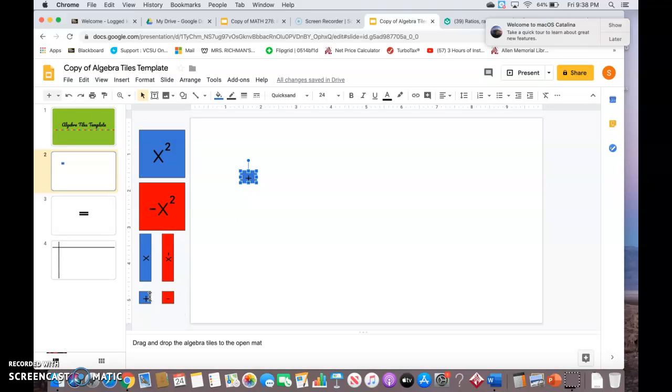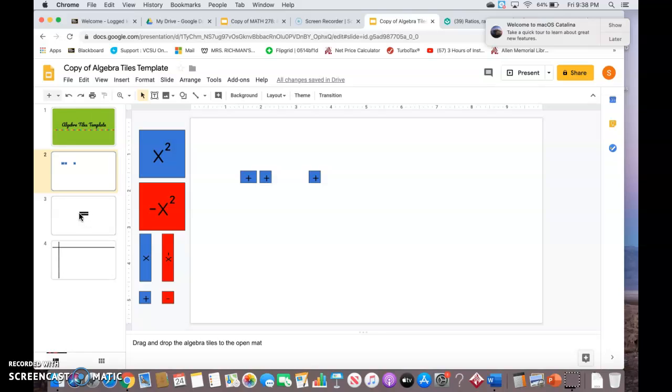because you have two positive tiles plus one positive tile. And together, that is 3 positive tiles. 2 plus 1 equals 3 tiles.